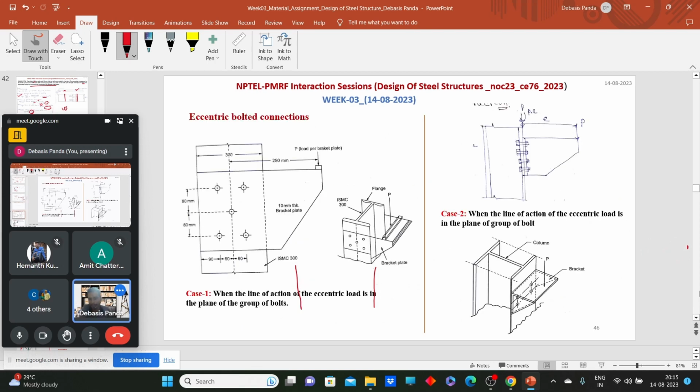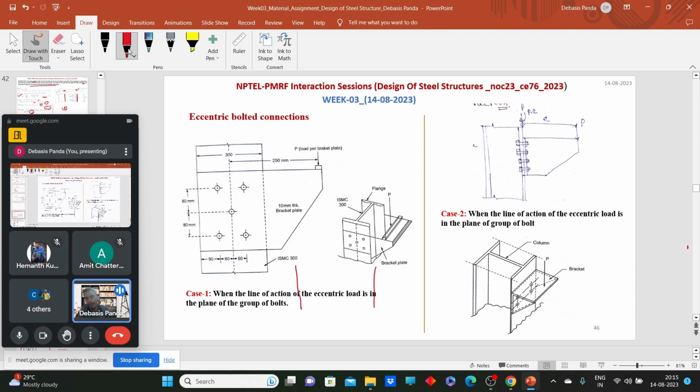So let's quickly go to the eccentric connection part, the eccentric bolted part. We have already talked about the direct shear connection for the bolted joint. Now, if some load is applied at some eccentricity, how can we design and analyze these connections? We have already discussed that we have two kinds of eccentric bolted connection.